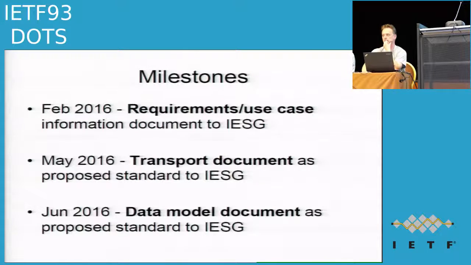The thing I'd really like to show you is that we have a very aggressive timeline. We have three primary milestones. What we're hoping to accomplish is by early 2016, get requirements and use case documents written to scope out what exactly we're doing, and then in relatively short order, follow that with the protocol transport document and a data model document. So primarily, we're talking about three different classes of deliverables here.